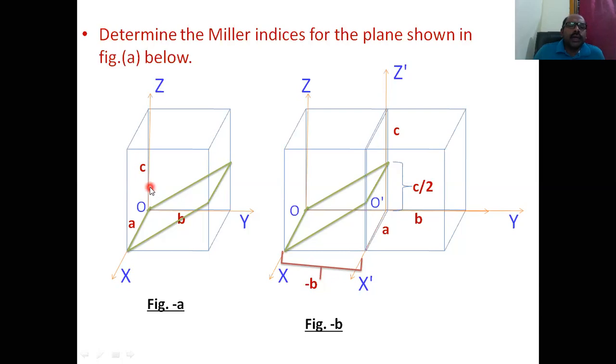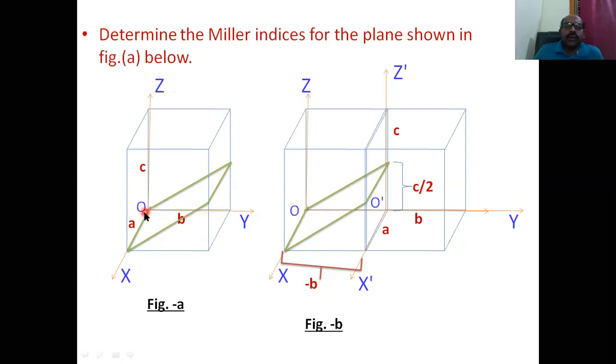Second step, reciprocals of intercepts. If it is intersecting the z-axis at 0, then 1 by 0 gives us infinite. Infinite Miller indices means no meaning. Therefore, such a problem is resolved either by identifying the parallel plane within the same unit cell, or by translating the origin to the nearest or adjacent unit cell.